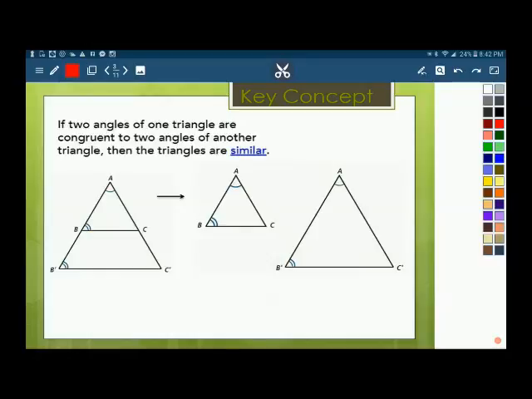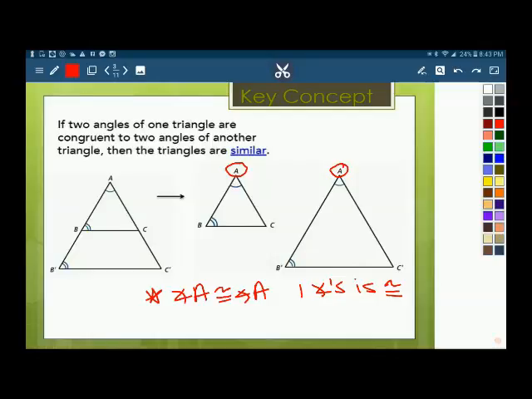So if we take a look at this first figure, we can actually break it apart. This figure here, we can actually break it apart into two overlapping triangles. If we take those two overlapping triangles apart, we have angle A being shared between both triangles. Now it may seem redundant, but we can say that angle A is congruent to itself, angle A. And that proves that one of the angles is congruent.